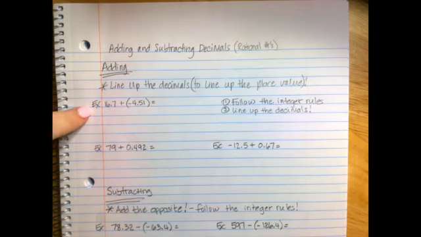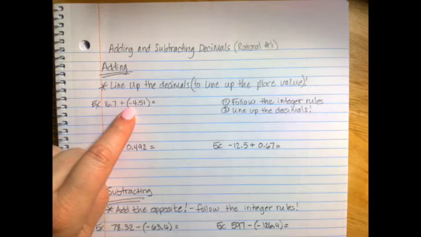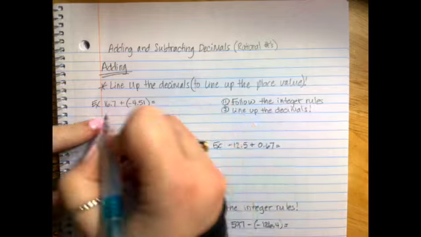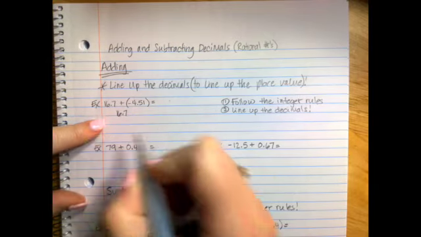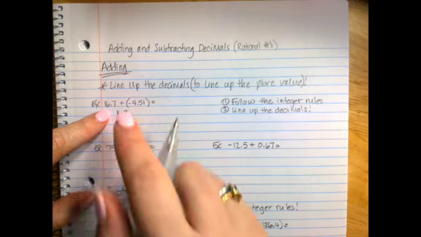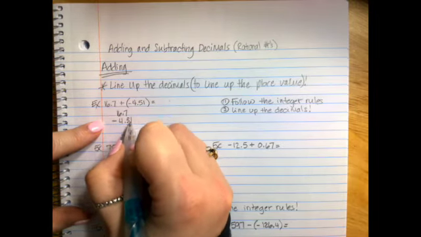So first example, we have 16.7 plus a negative 4.51. So you are going to line up the decimals. So over here, 16.7. Remember, different signs, find the difference. Okay, so I'm going to take 16.7 and I'm going to actually subtract 4.51.